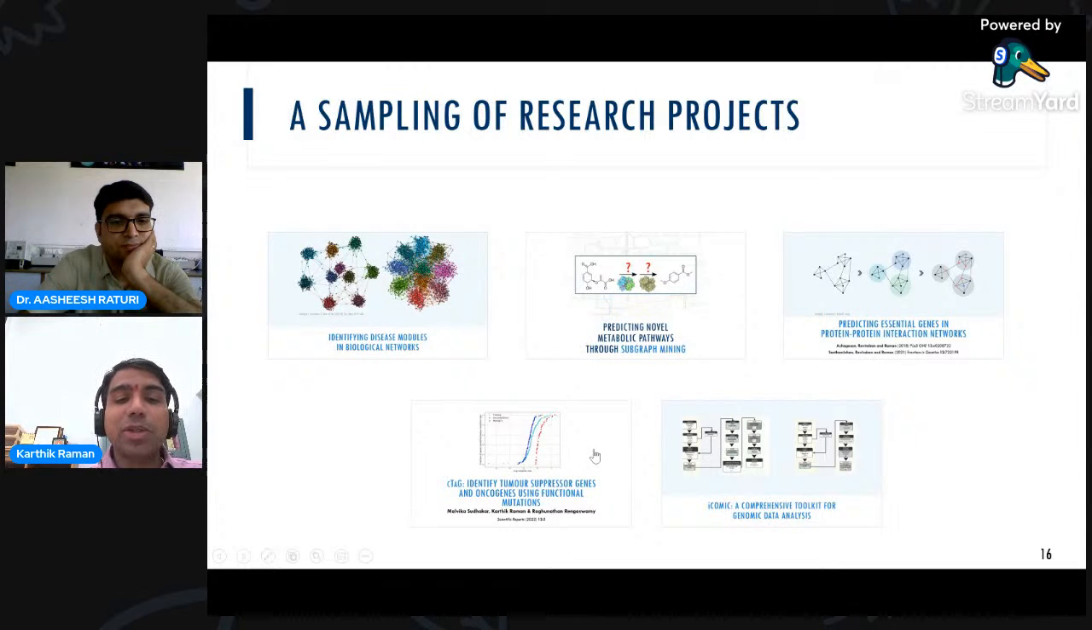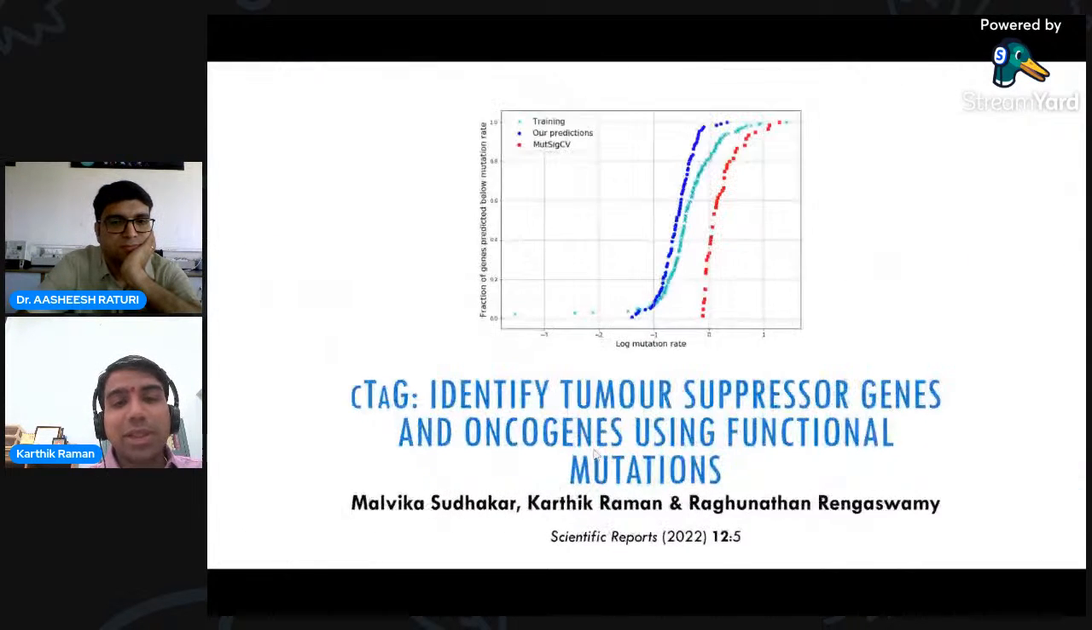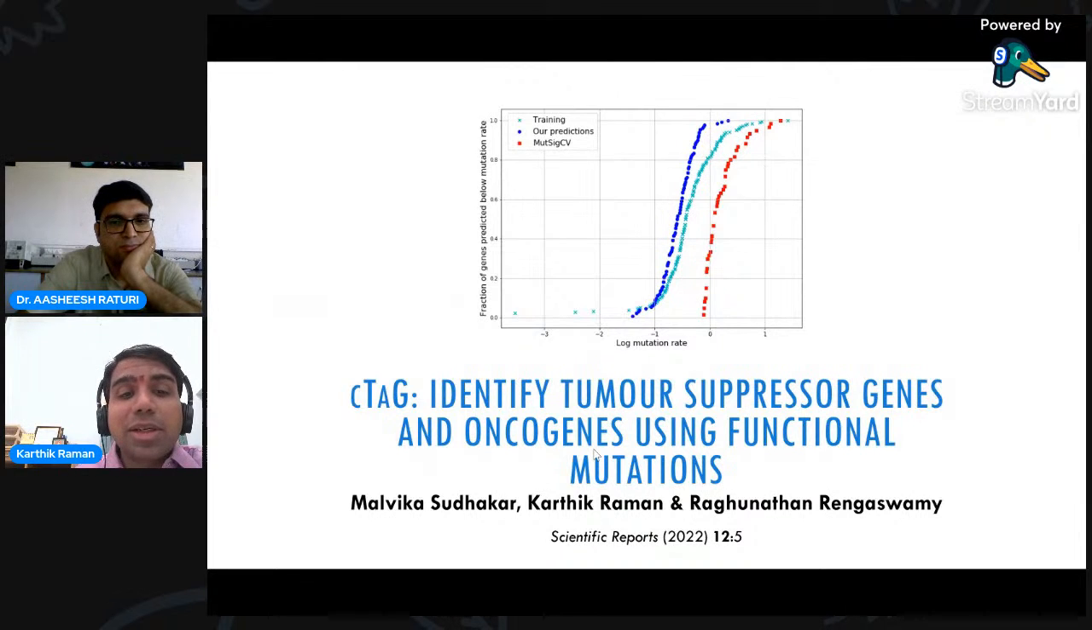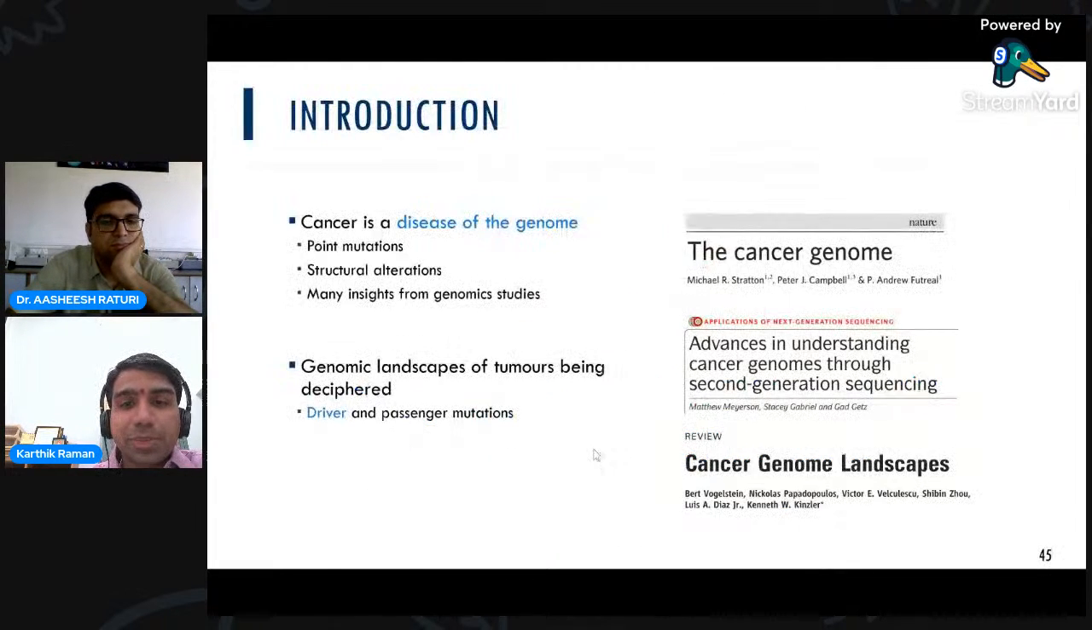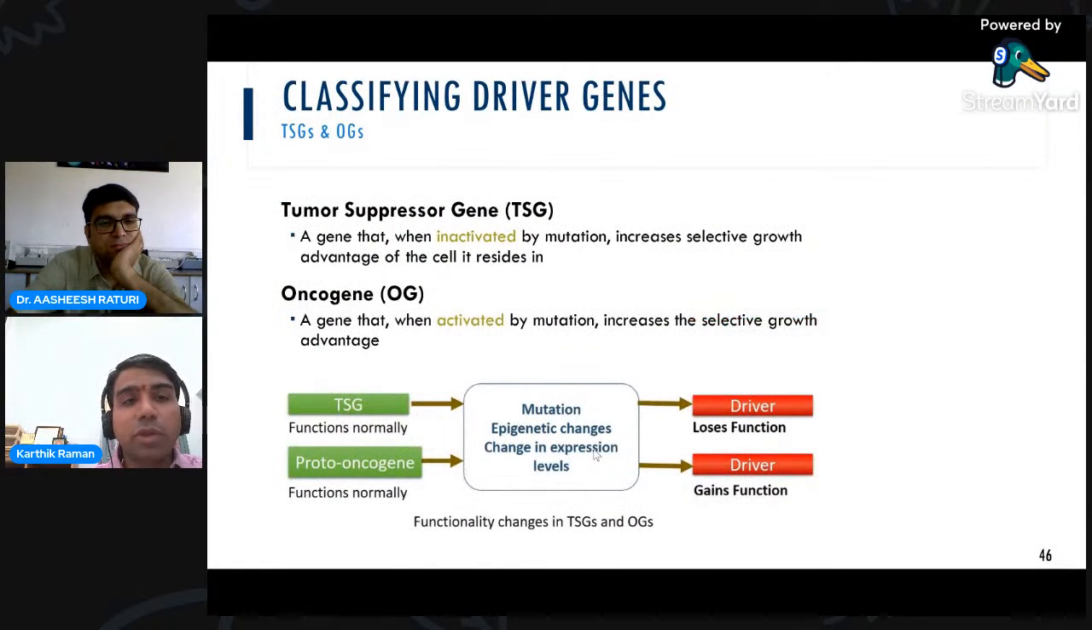So I'm going to now finally talk to you a little bit more about genomic data analysis, because I think that's something that many of you may be looking at careers in, and so on. And we have a very interesting approach to identify tumor suppressor genes and oncogenes by studying functional mutations. Okay. And I don't need to tell this to this audience, but cancer is a disease of the genome, and you have various mutations or structural alterations, and lots of genomic studies that have shed a lot of insight into the development of cancer. And there's this notion of driver and passenger mutations in cancer based on how they affect the proliferation of cancer cells and so on. So you have tumor suppressor genes and oncogenes.